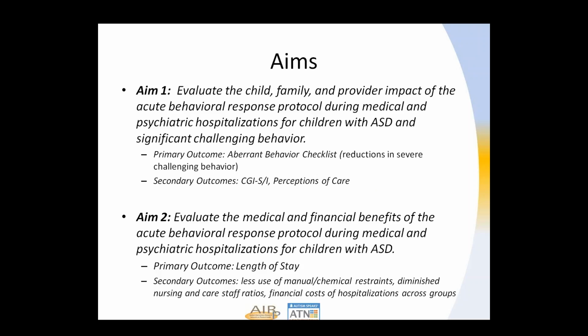A couple of the specific aims that we have for this study look at two different things. The first one listed here is looking specifically at the child, family, and provider impact of our intervention. Our primary outcome is using the ABC in reduction of challenging behaviors. Some of the secondary outcomes that we're looking at are the CGI and perceptions of care that we're providing to the attending physicians, staff, which is usually nursing, and to family.